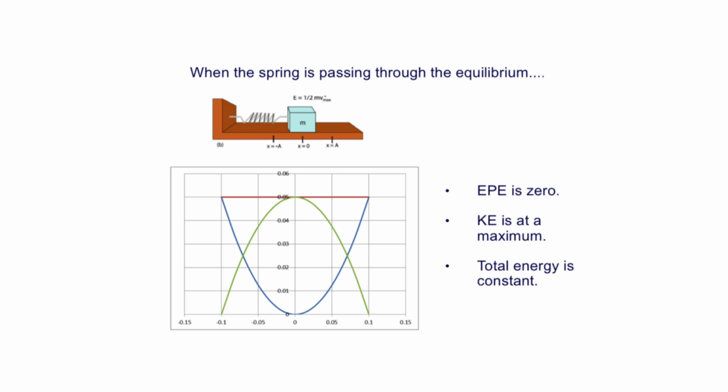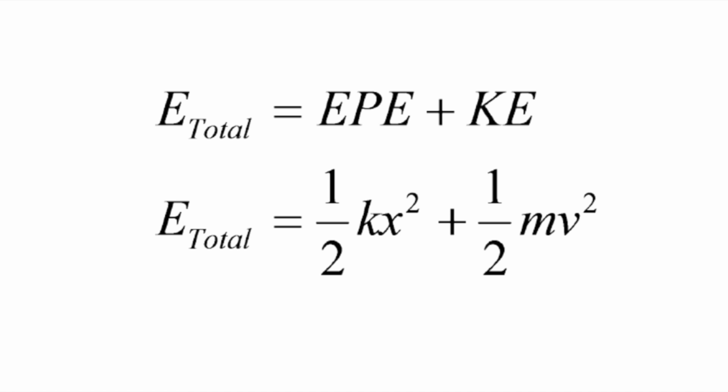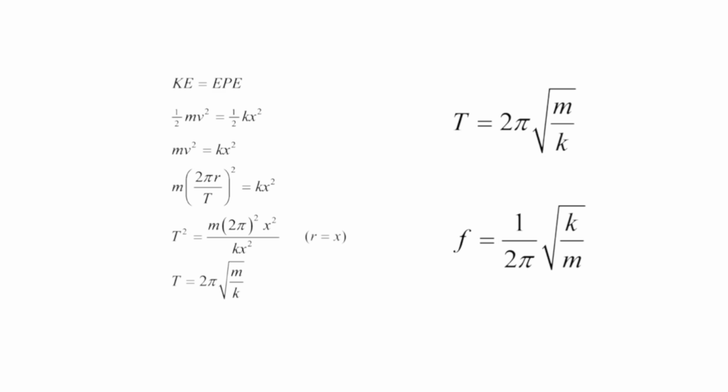Now let's relate this to energy. When the spring is passing through the equilibrium, elastic potential energy is 0, kinetic energy is at a maximum, and total energy is constant. Now when the spring is all the way stretched, elastic potential energy is at a maximum, and kinetic energy is 0, but total energy is constant. Due to the conservation of energy, the total energy is the sum of elastic potential energy and kinetic energy. At this moment, go over the derivation of period and frequency for a spring pendulum.